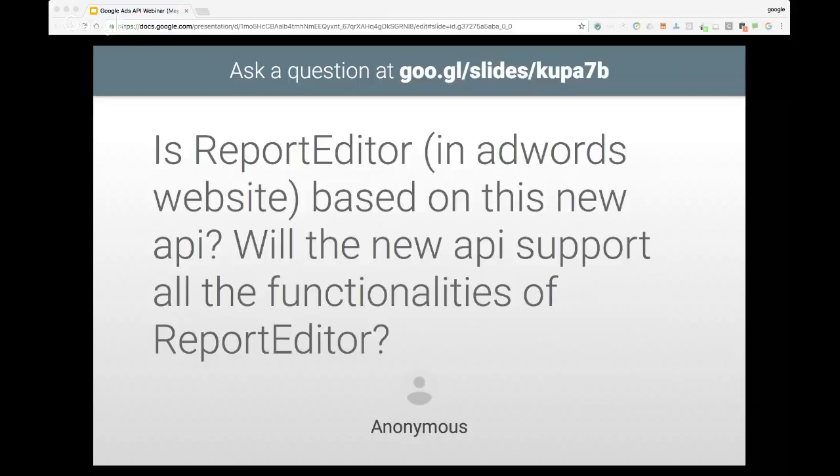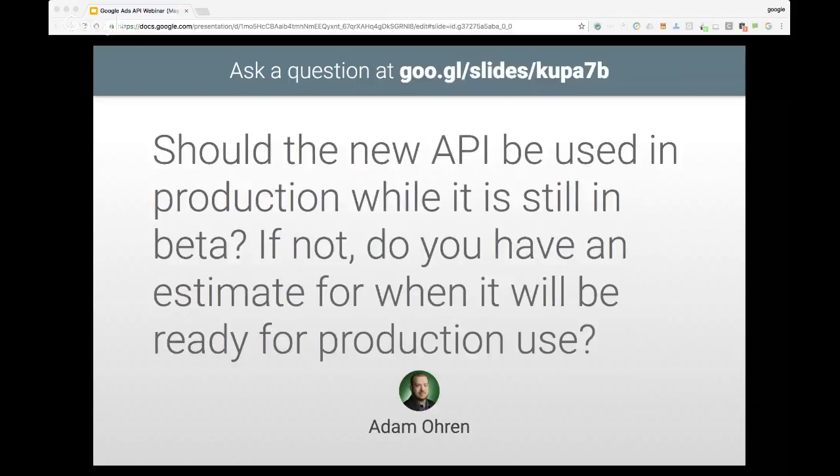Okay, let's go back to some of the pre-existing questions, because I know some of these had some upvotes. Should the new API be used in production while it is still in beta? If not, do you have an estimate for when it'll be ready for production use? This is a great question. This is a beta program, and we do not necessarily want people using the beta API in their production environment. That being said, it's not going to be in beta forever, and it will come out of beta, and at that point it will be ready for production use. As far as an estimate on when that will happen, I don't have a timeline or a date. Hopefully later this year sometime.